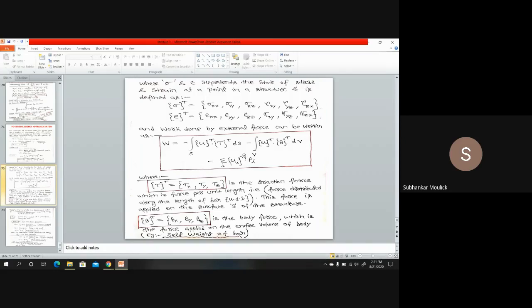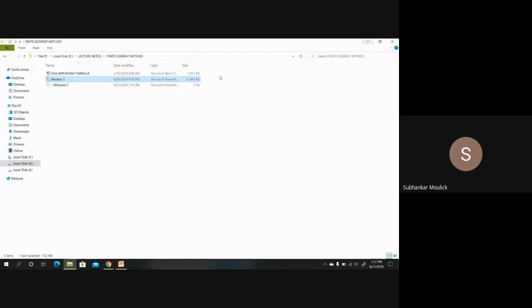And what is this third component? This is the external work done due to point load acting on the body. That means if you are having a beam, in that beam, if at any point a point load is acting, fine. For example, wait.